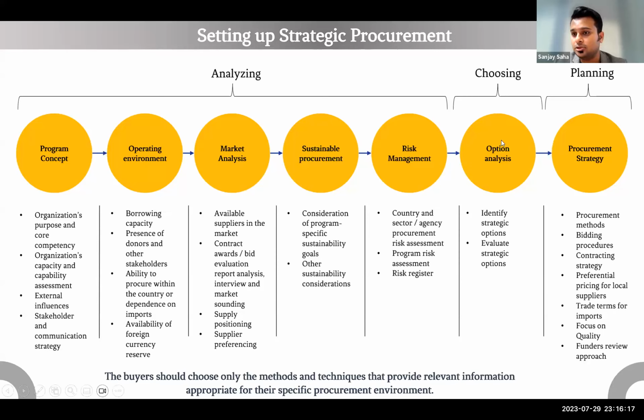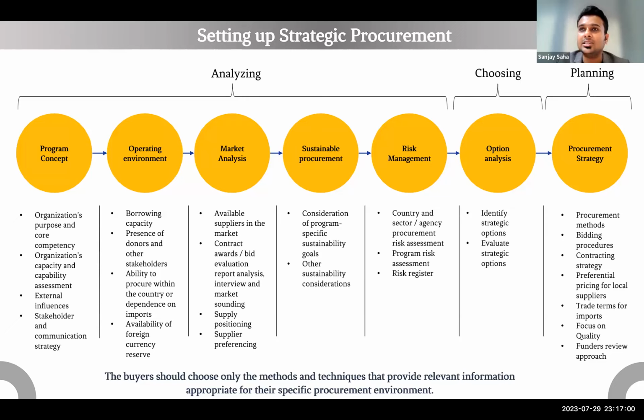Then we come to choosing your strategic options, and then finally your strategy and plan. Okay, so in strategy and plan, you see procurement methods like local procurement, international procurement, competitive bidding, whether it is an open competitive bidding or a closed competitive bidding, whether it is a one-step procurement or a two-step procurement. So all these are different methods. Bidding procedures, how you want the suppliers to bid, how much time you are giving them, will it be advertised openly, whether it will be closed, open of tenders. So those are also your choices.